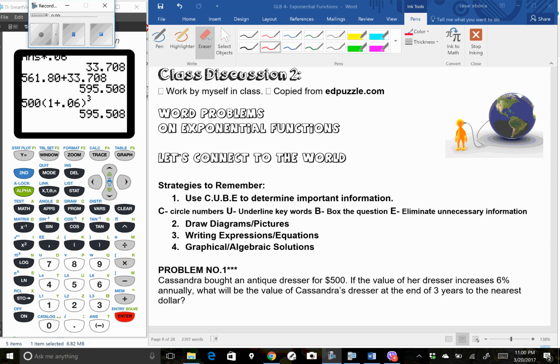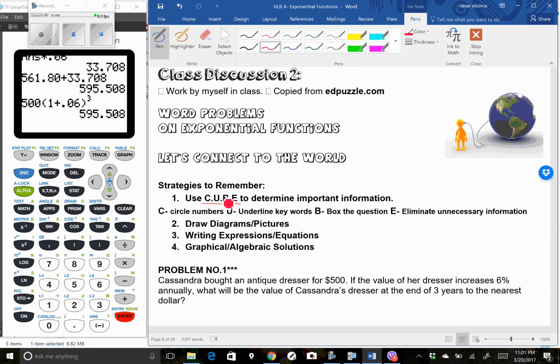Let's work now on class discussion 2. We're now dealing with word problems on exponential functions. Let's connect to the world. Every time we work with word problems, I want you to always remember the strategy we used for determining important information. We call it CUBE: Circle the numbers, underline important keywords, box the problem, and eliminate unnecessary information.